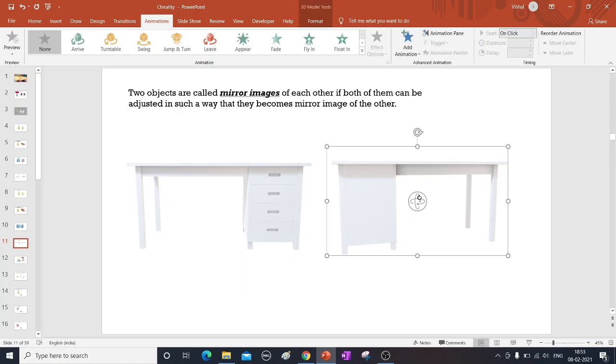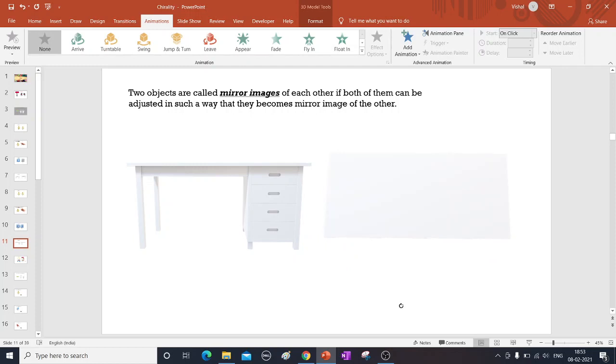And what if I flip it around? Then again we see that the drawers are towards the left, but the top of the desk, you see, is at the bottom, and you can't adjust them in a way that they are mirror images of each other.